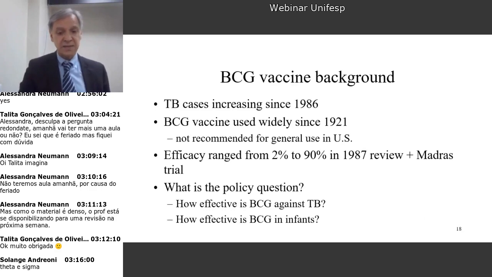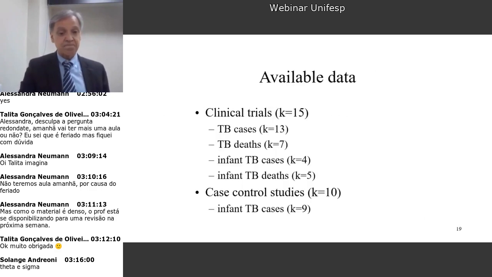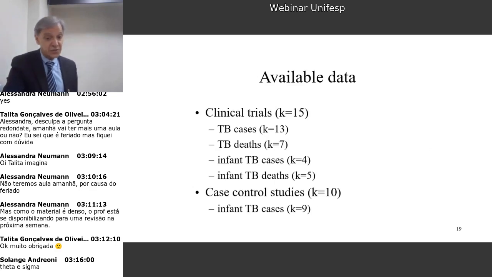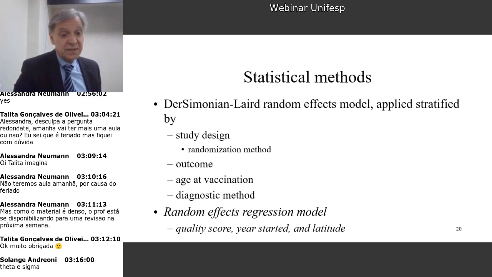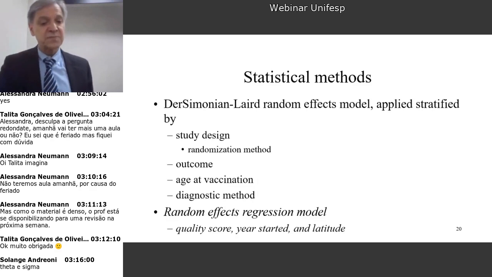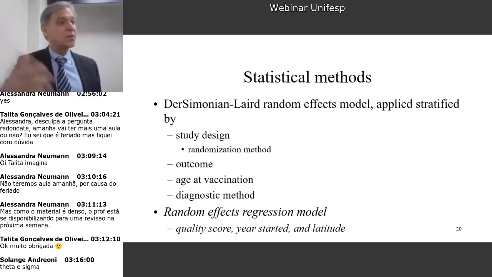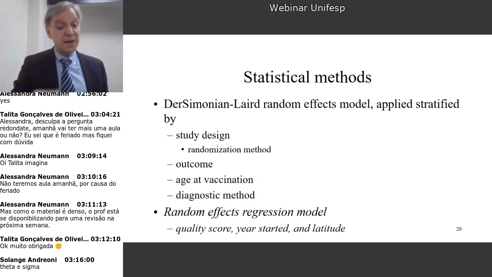That's a subgroup analysis. You do a meta-analysis. So there are 15 studies available, clinical trials, and there are 10 case controls. Okay? So he did a meta-analysis of these studies. The statistical methods used the random effect model. They probably had this reason: probably I-square is very high, like mine, over 50%, and the Q was pretty large. So study design, randomization method, most of it there, except for the case control. And then you have a random effect regression model, with quality score included in the analysis.